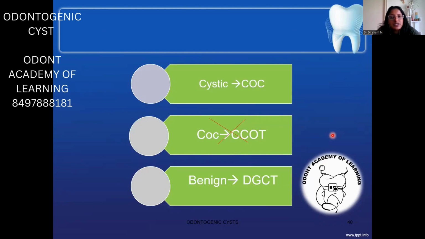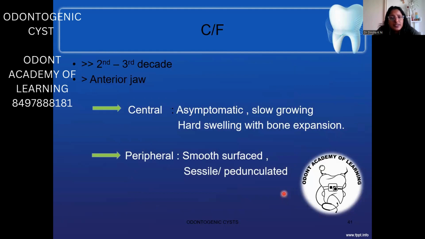So the cystic condition is called the calcifying odontogenic cyst, and the benign neoplastic condition of the same is called dentinogenic ghost cell tumor. In the previous classification, in 2005, they had added the calcifying cystic odontogenic tumor, which has been removed. Now we have only one cystic variant and the benign variant is dentinogenic ghost cell tumor. This again is seen more commonly in the second or third decade in the anterior jaw, and it has two variants. One is central, another one is peripheral. Central variants are usually asymptomatic, slowly growing, hard swelling with bony expansion, whereas peripheral ones are usually a sessile or pedunculated lesion with smooth surface.